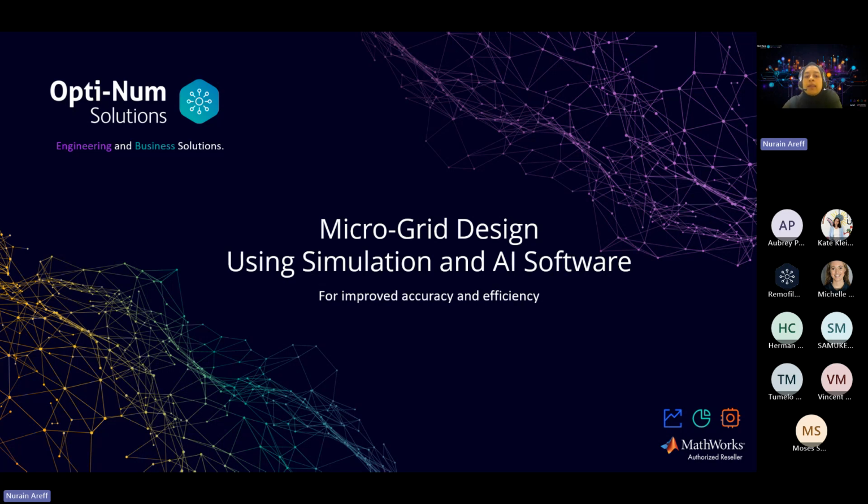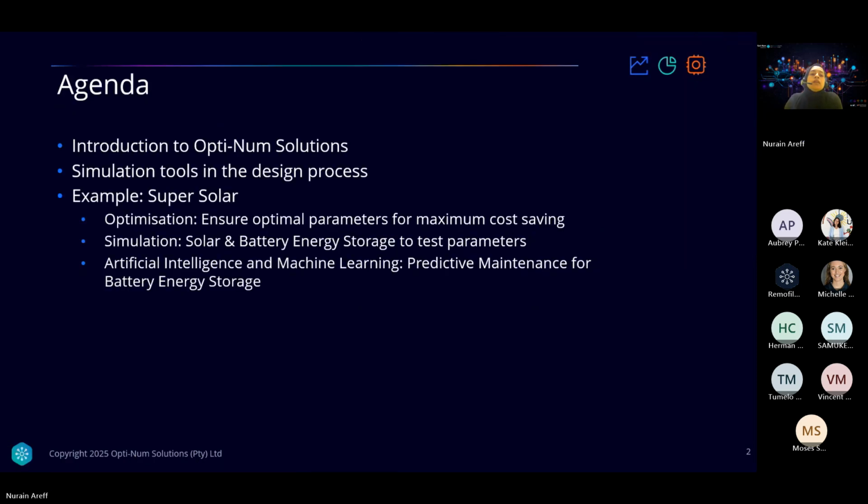So today, in this webinar, we are going to be talking about how we are going to design our microgrids using simulation as well as AI. So first, we are going to go through the agenda. We will do a brief introduction on Optimum Solutions, who we are and what we do. After this, we will go through why it is useful to use simulation tools in the design process. And our main focus is going to be on our example, which is with Super Solar.